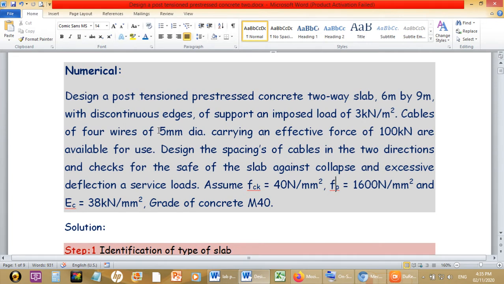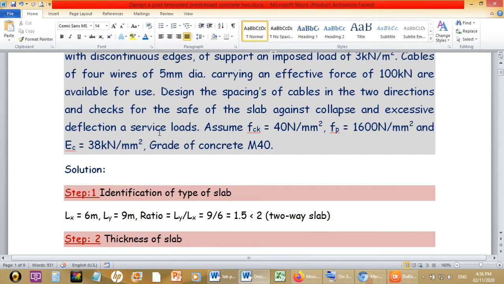So let's start. The very first step to begin with is the identification of the type of slab. The dimension of the slab is given: Lx is equal to 6 meter, Ly is equal to 9 meters. So the ratio of Ly by Lx is equal to 9 by 6, which is 1.5, less than 2. So we can say that the given slab is a two-way slab.